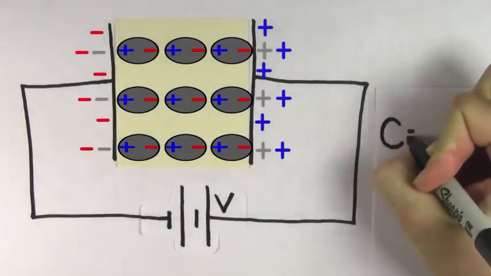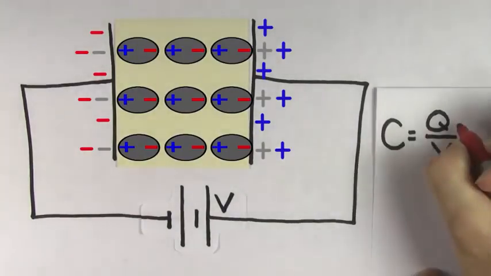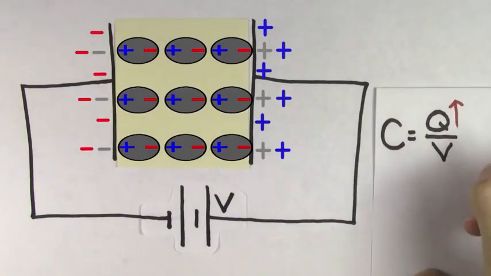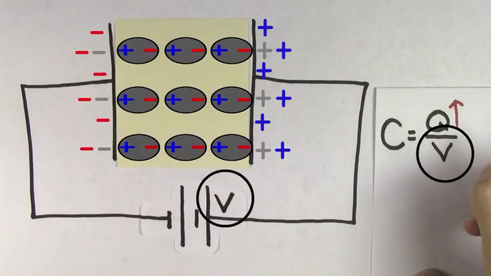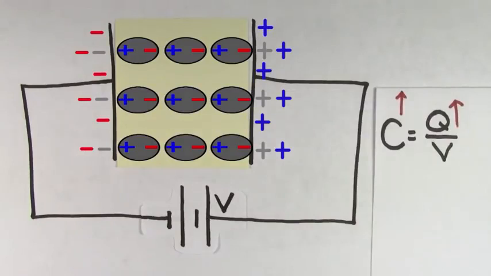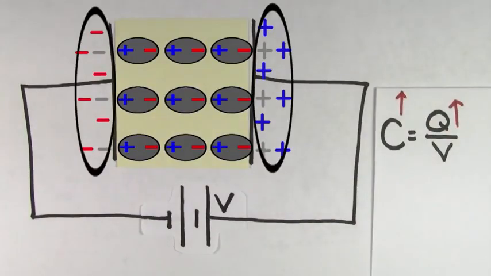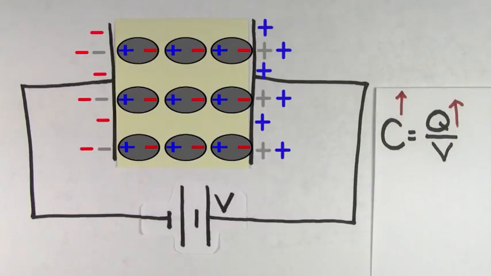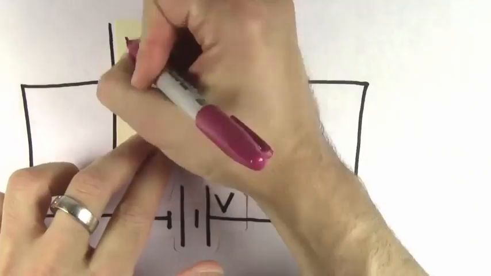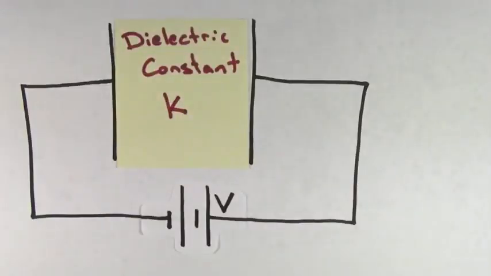Looking at the definition of capacitance, the charge on the capacitor increased after we inserted the dielectric, but the voltage across the capacitor plate stayed the same since it's still hooked up to the same battery. So the effect of inserting a dielectric again is to increase the capacitance, this time by storing more charge for the same amount of voltage. To figure out how much you've increased the capacitance, you just need to know what's called the dielectric constant of the material that you've inserted between the capacitor plates.